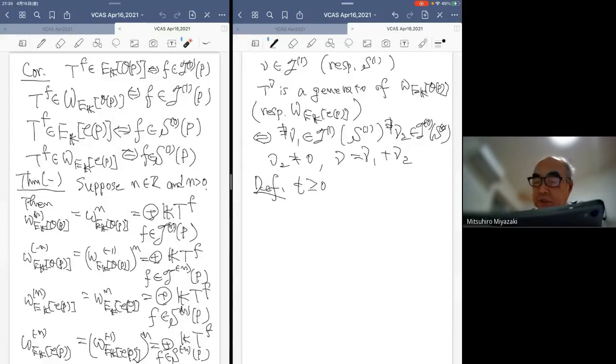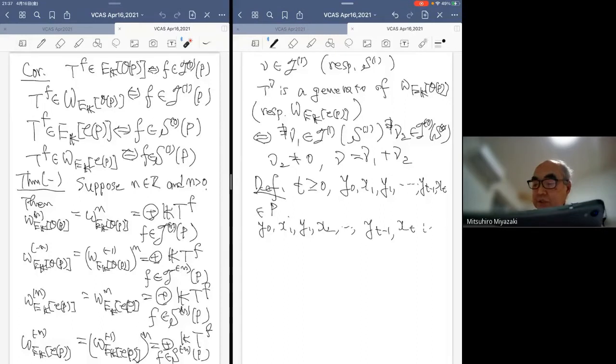Let T be a non-negative integer, and Y0, X1, Y1, X2, up to Y(T-1), XT are elements of P. P is the fixed finite poset. Then this Y0, X1, Y1, X2, up to Y(T-1), XT is an N sequence or N prime sequence if and only if the following holds. This is the definition.